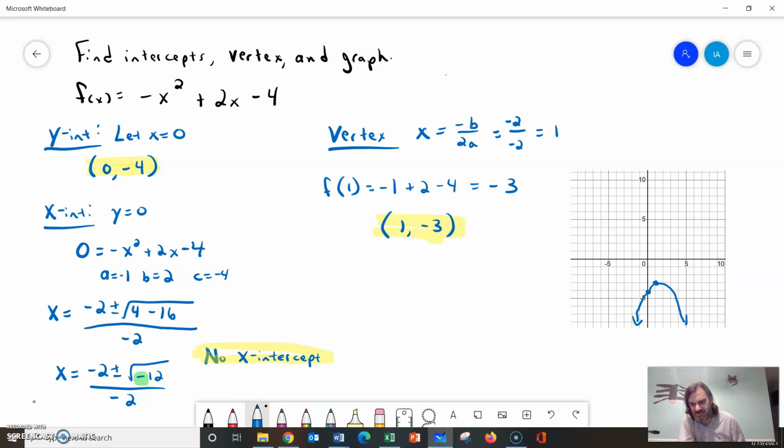on the other side. Once again, you could pick some more points to plot if you like, but as far as getting the characteristics and the general shape, we have it. There we go.